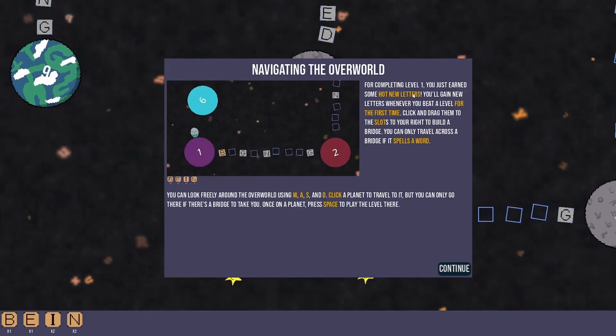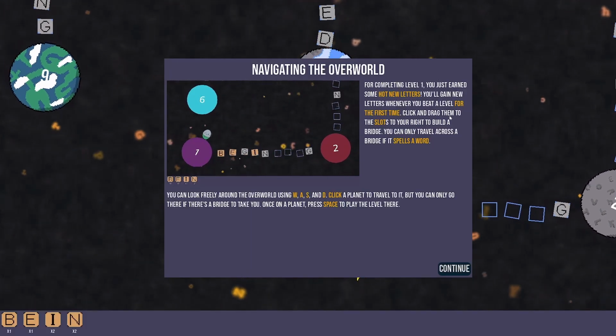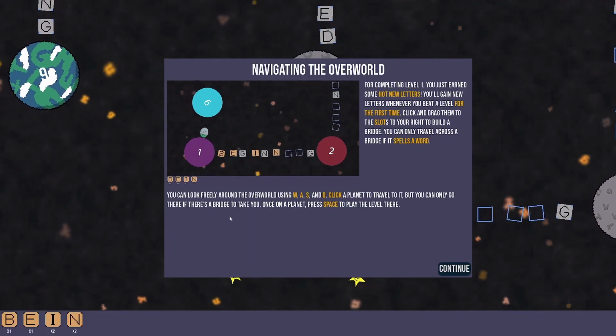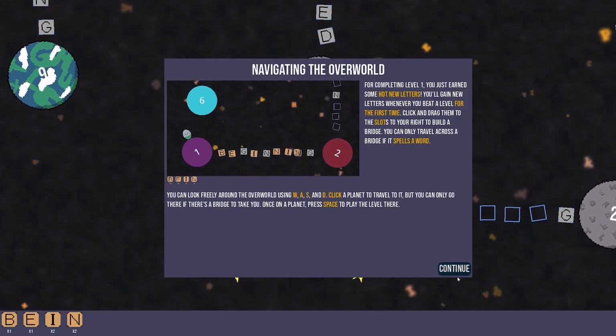For overworld navigation, you're solving these fill-in-the-blank word puzzles to make bridges to other planets. Unlike the level gameplay, these all have only one solution.